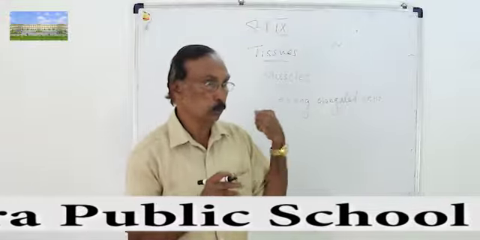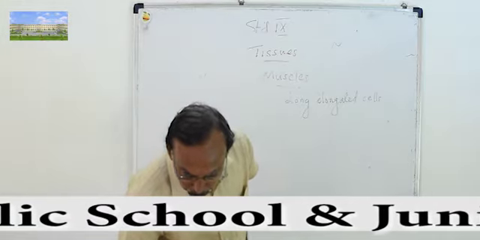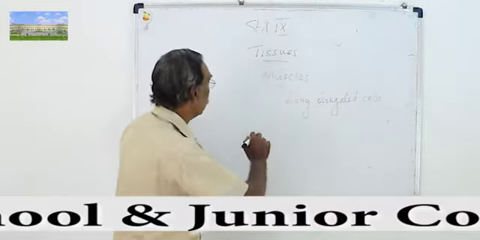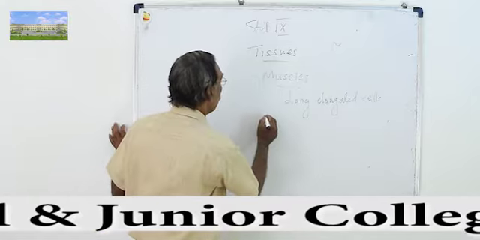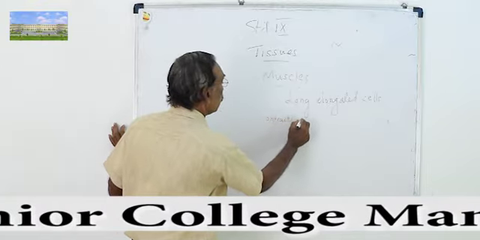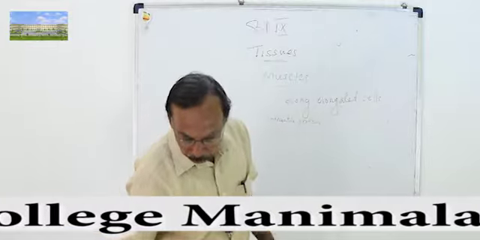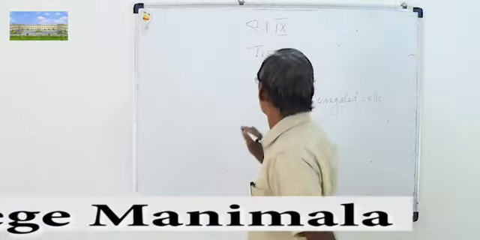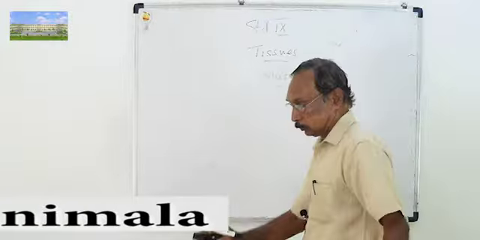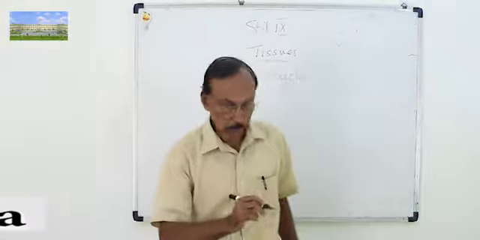If you move the hand, you can see this muscle is contracting. Muscle cells contain a special protein called contractile protein. Because of this, the contraction of muscle is possible. And we can divide muscles into two types: voluntary muscle and involuntary muscle.